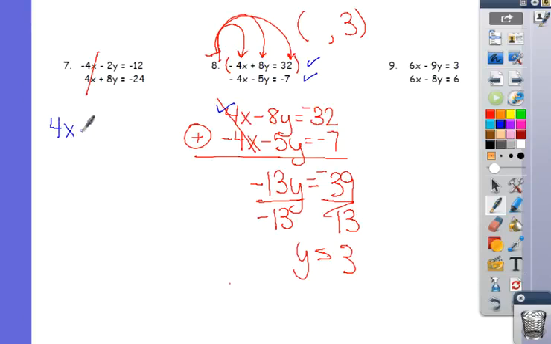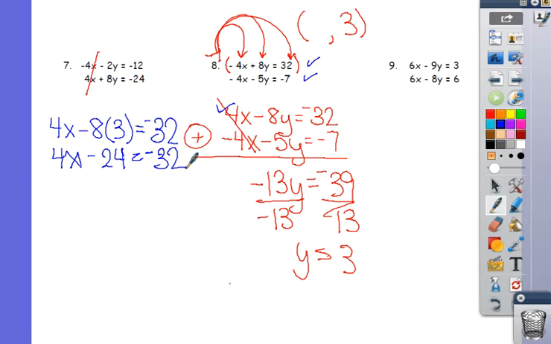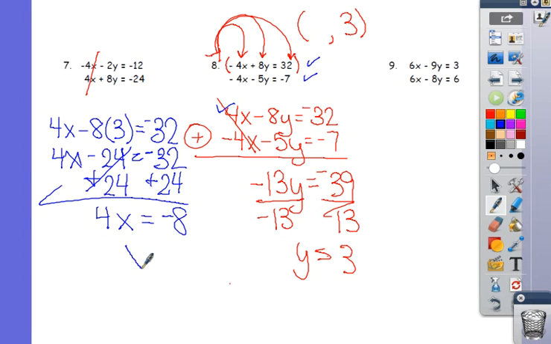So 4x minus 8, and then instead of y, we're going to plug in 3, equals -32. So 4x minus 24 equals -32. All right, we're going to add 24 to both sides. So 4x equals -8. Divide by 4 on both sides, and x equals -2.